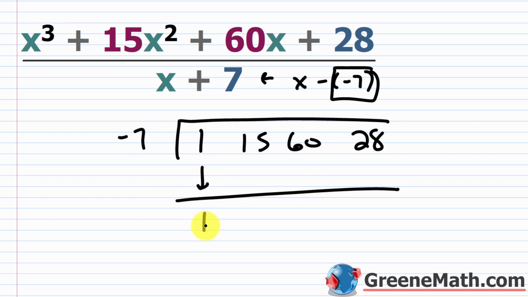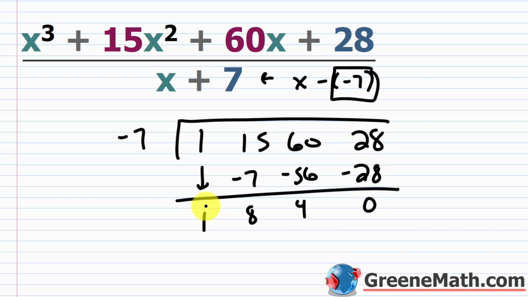So negative 7 times 1 is negative 7. And then 15 minus 7 is going to be 8. Negative 7 times 8 is negative 56. 60 plus negative 56, or 60 minus 56, is 4. Negative 7 times 4 is negative 28. 28 minus 28 is going to be 0.